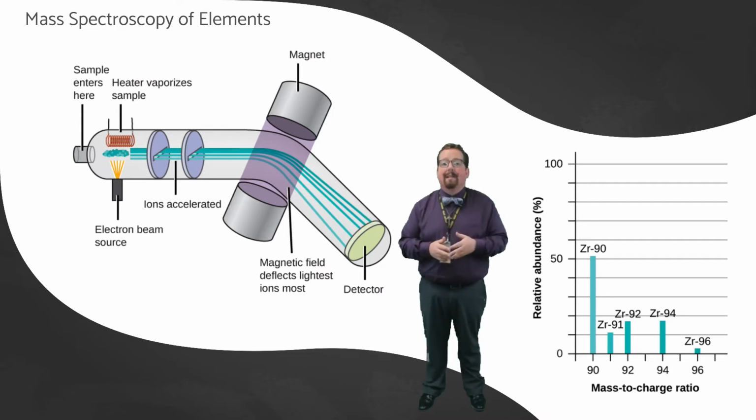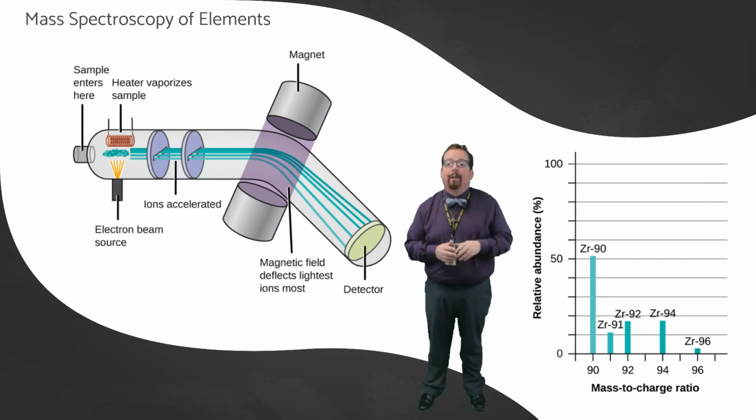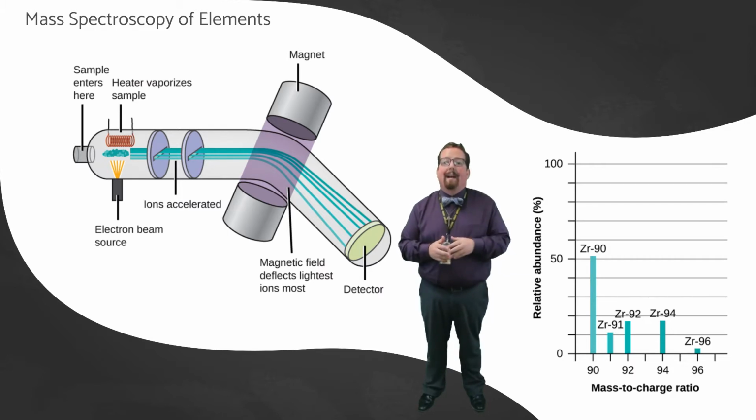By the end of the process, you get a graph that looks like this, where the masses of each isotope are on the x-axis, and the relative abundance of each isotope is on the y-axis. That's the part that's probably new to you. Once you have the mass and natural abundance of each isotope, you should know how to calculate the average atomic mass of the element, the mass we have on the periodic table.